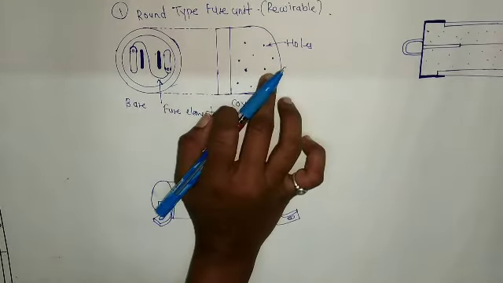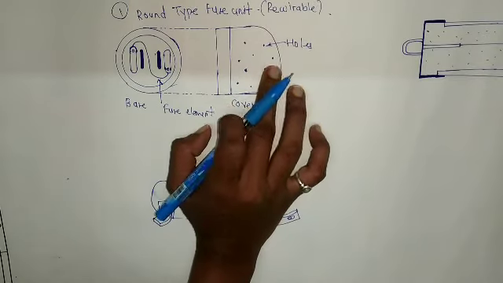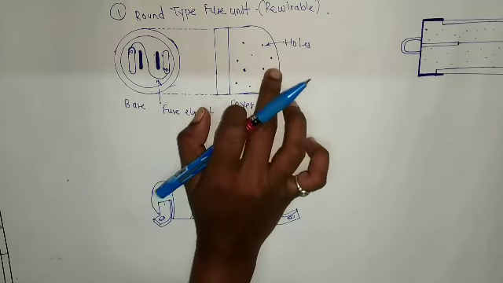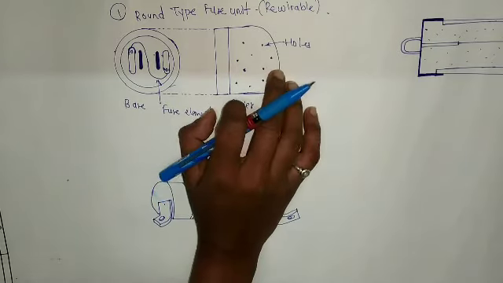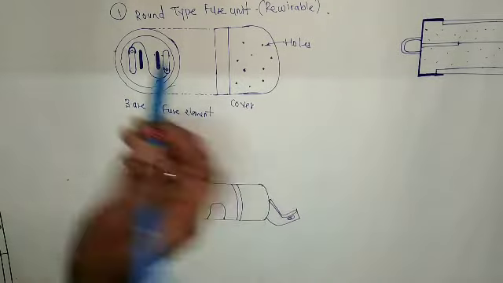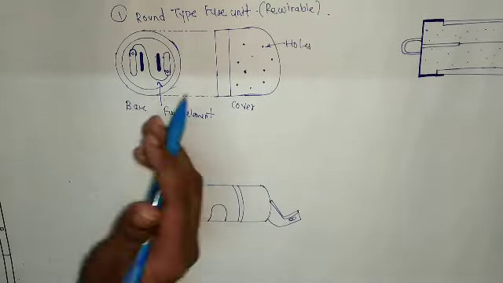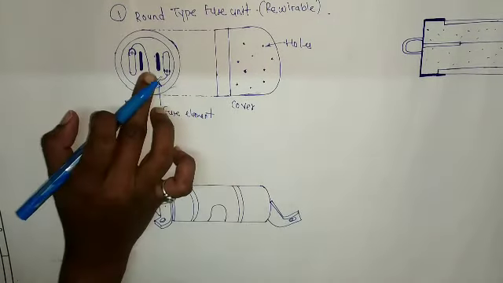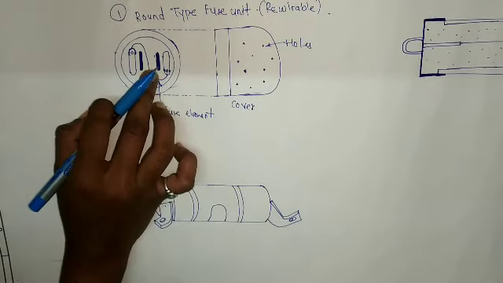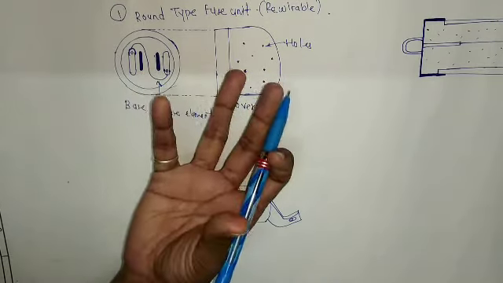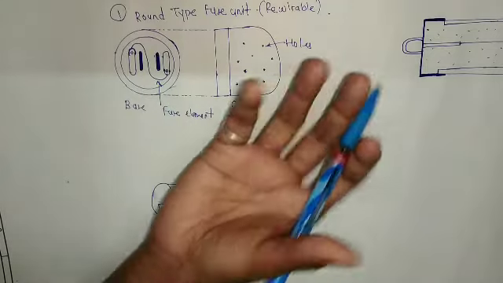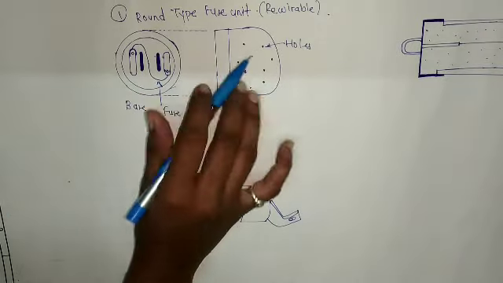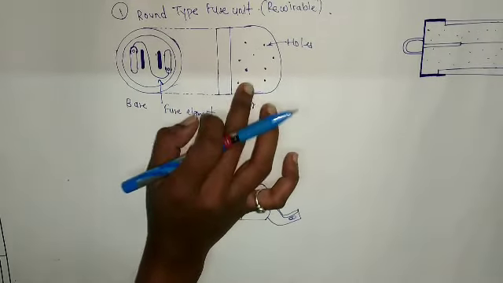Small holes are provided on this cover. As I told you, here you can see on the cover, small holes are provided. Why are the small holes provided? Because whenever there is overcurrent flowing, our fuse element or fuse wire will heat up more. Due to that heating, it will melt, and due to that melting, some gases are produced. To help that melting, we require air. For the ventilation purpose, holes are provided here.